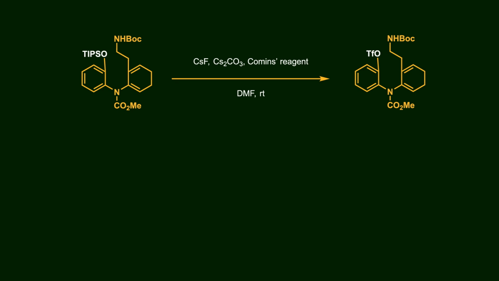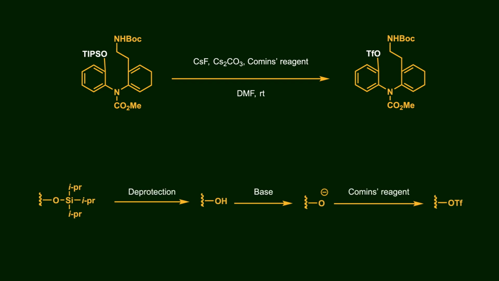In the next step, a triflate should be introduced into the molecule for a second time. To achieve this, the protected alcohol is deprotected by CsF. After the addition of the base, the triflate is introduced into the molecule using Comins reagent.